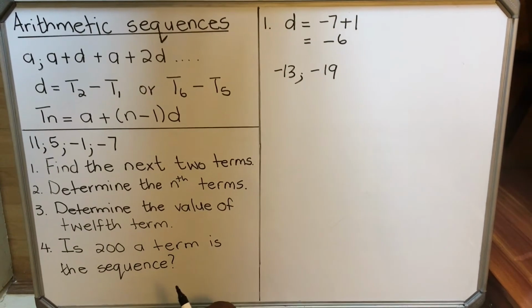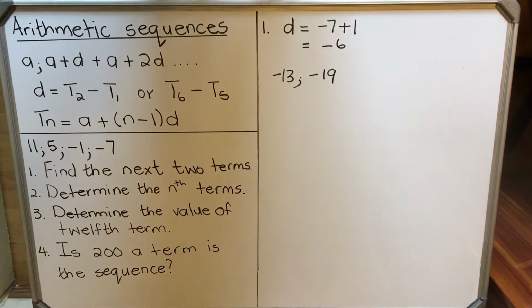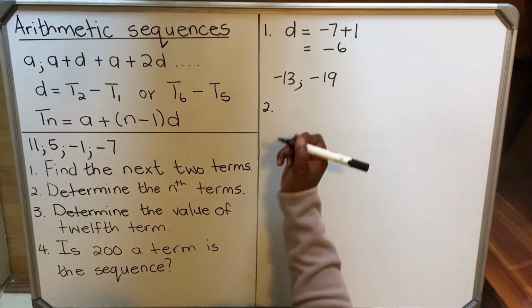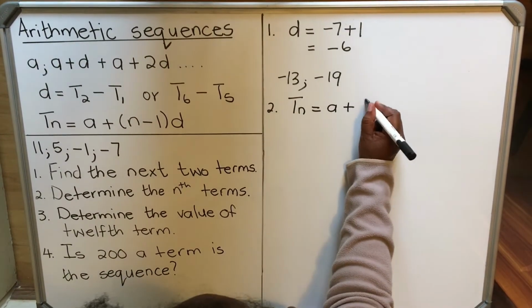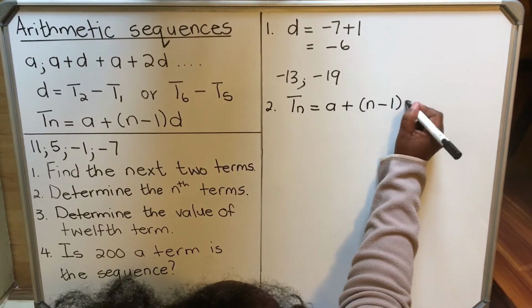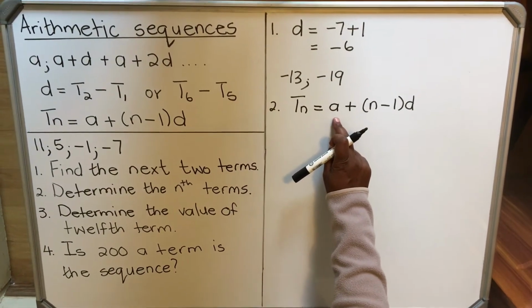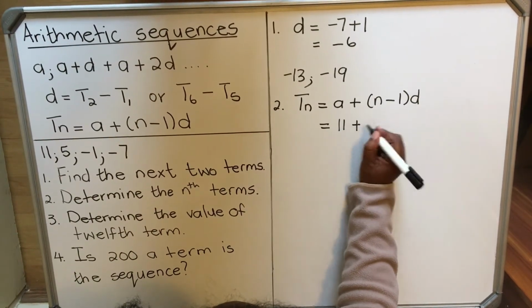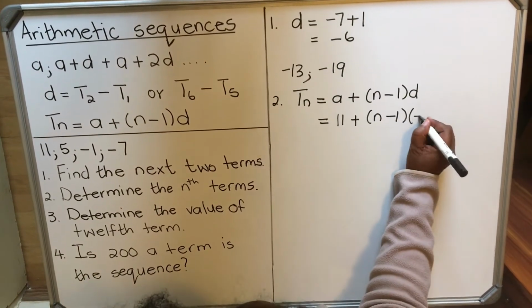Okay, let's look at the next question. Number 2: determine the value of the nth term. They can say general term, they can say nth term. What you do is go to your formula sheet. You write the formula straight from your formula sheet: Tn is equal to. You don't get marks for this, but it increases the chances of you getting it correct. Now you substitute the values. A is the first term of the sequence, so in our sequence the first term is 11, plus n minus 1, and your common difference D is minus 6.